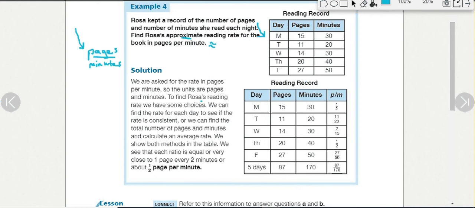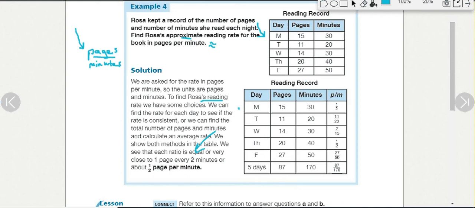Find Rosa's reading rate. We have some choices. We can find the rate for each day to see if the rate is consistent, or we can find the total number of pages and minutes and calculate an average rate. So here's a table where you could do either one. And you see that each ratio is equal or very close to 1 page every 2 minutes. So they do an approximation here.